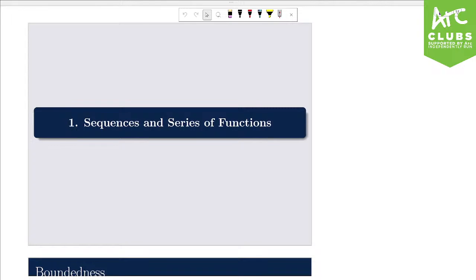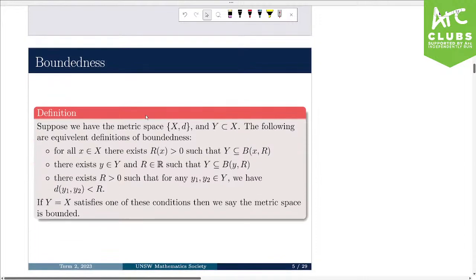Okay, hi. Welcome to topic 3. This topic is sequences and series of functions. So here it's about the types of convergence of sequences of functions, and also some theorems on series at the end.